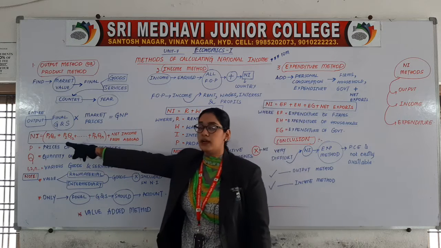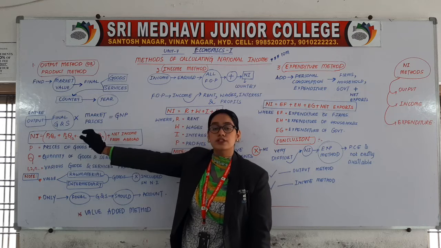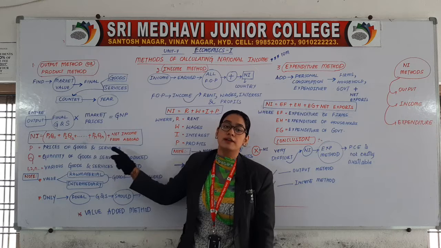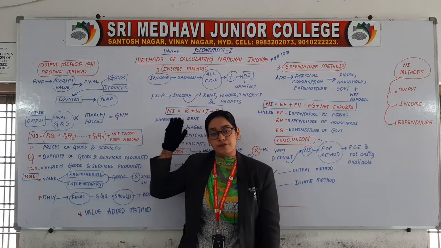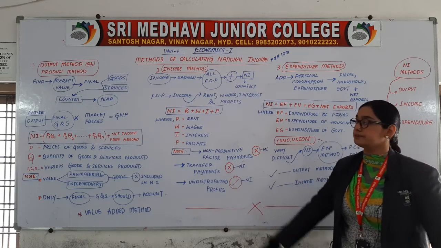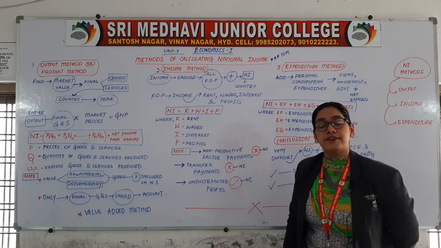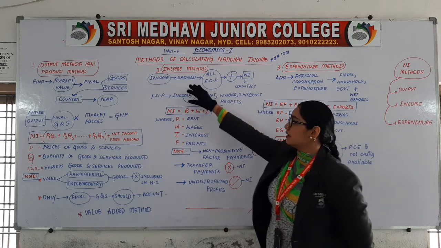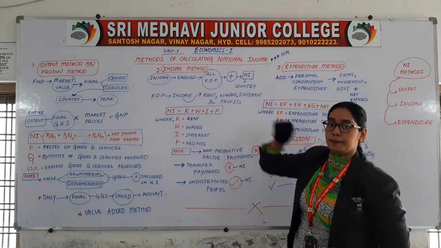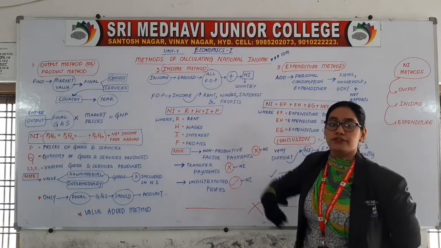Let us discuss the formula once again. NI means national income. NI is equal to P1 Q1 plus P2 Q2 plus, and so on, Pn Qn plus net income from abroad. Coming to the second method, the income method. So income earned by all FOP. FOP means factors of production. So income earned by all the factors of production is added. The plus symbol means added, in order to get the national income of a country.